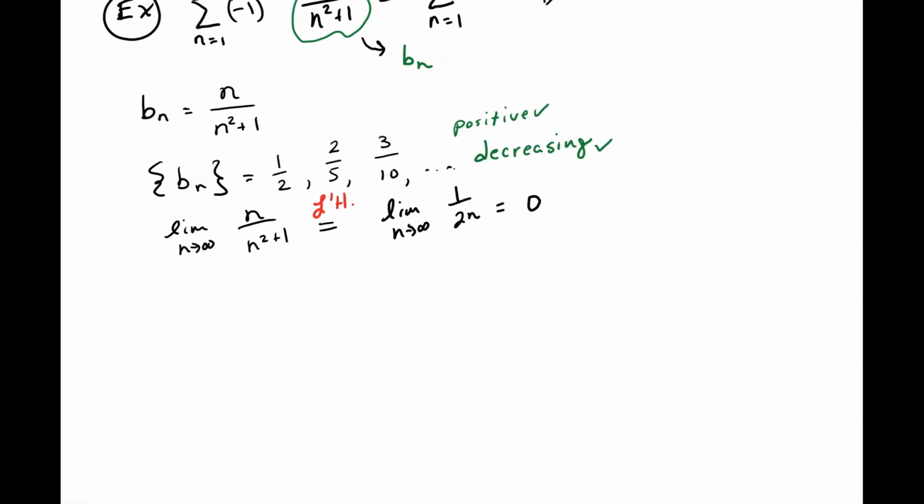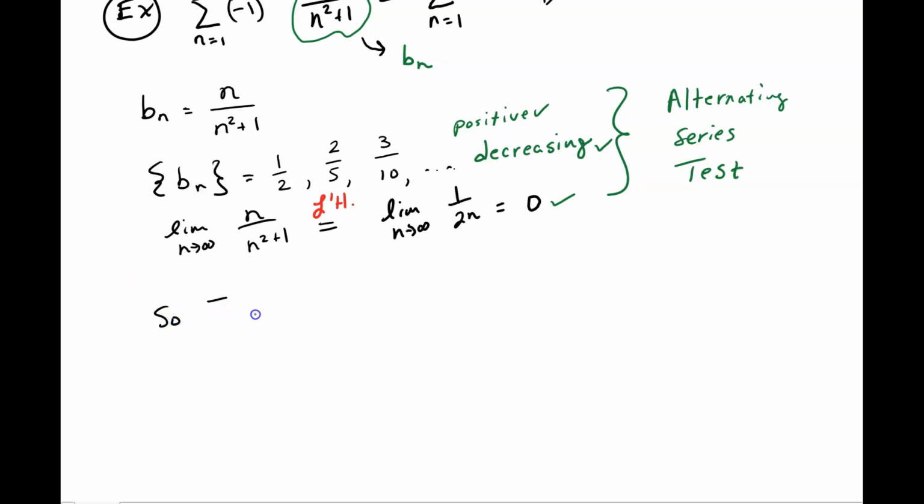So we have met the conditions here. And let me switch pen on you. Let's see here. I was using green. We have met the conditions for the alternating series test. All right, alternating series test. So what can we say about the alternating series? All right. For the alternating series, a sub n, it converges.